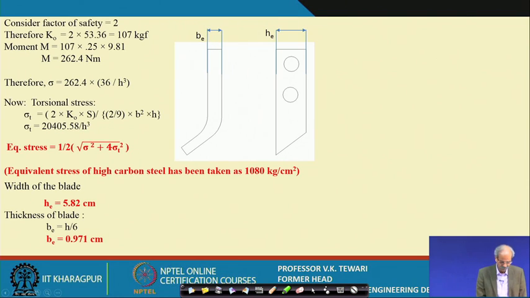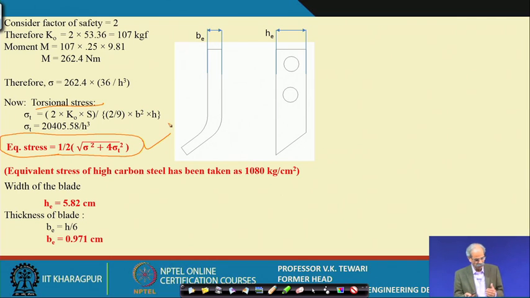Yes. We have already got the bending stress. Now, we will get the torsional stress here, and from standard shaft design formulae, we know that the equivalent stress is given as this. Once we know the equivalent stress, we should be in a position to find out the width of the blade, as we do in the case of all shaft design.